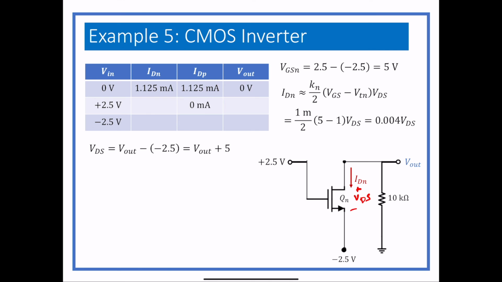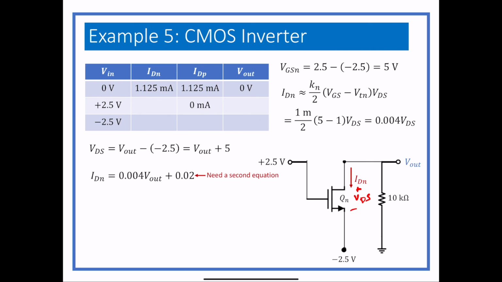So with that in mind, we can create an equation. We can take VDS and replace that with V out plus 5. And we get this equation. Basically, we need a second equation. We can't just do this with one.